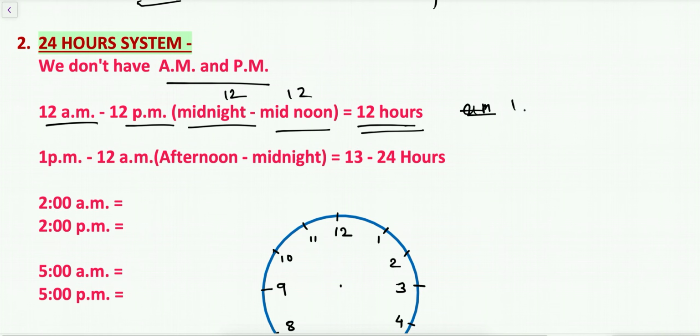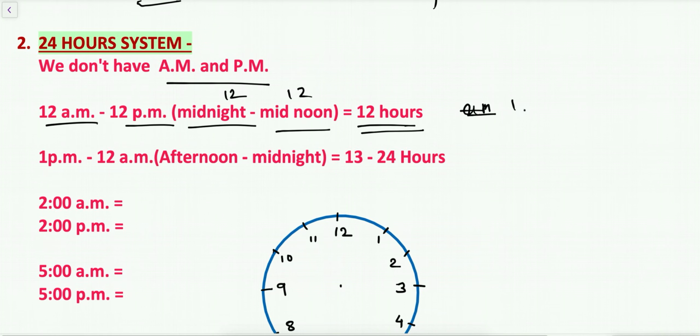Similarly, 9:20 AM will be 9:20 hour, that is how you will write 0920 hour. And 9:20 in the evening, night time, will be 9:20 plus 12. 12 plus 9 is 21, so 2120 hour. So this is how we write 9:20 p.m. in 24-hour system.